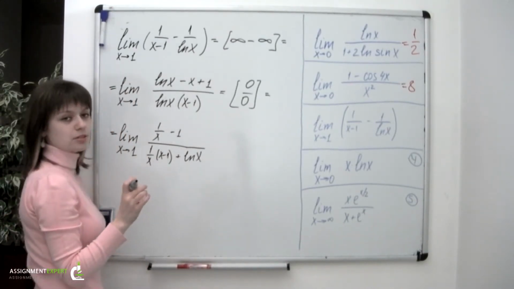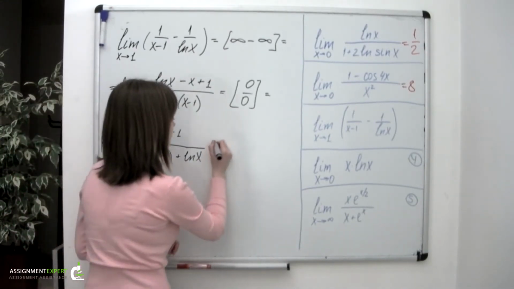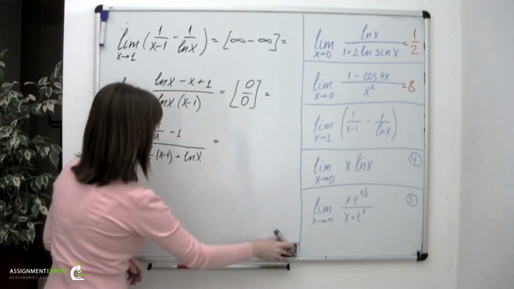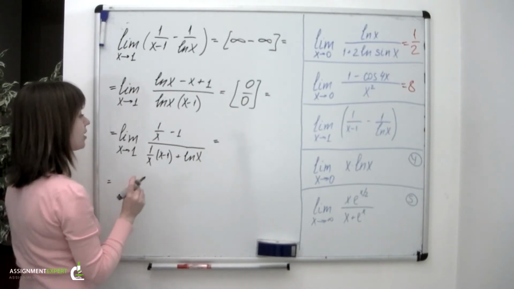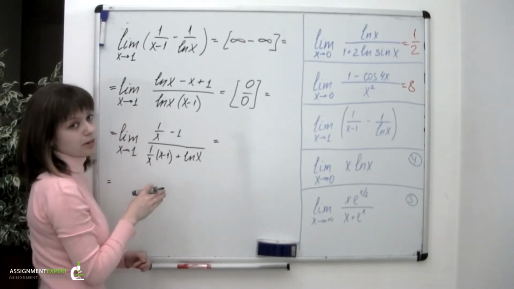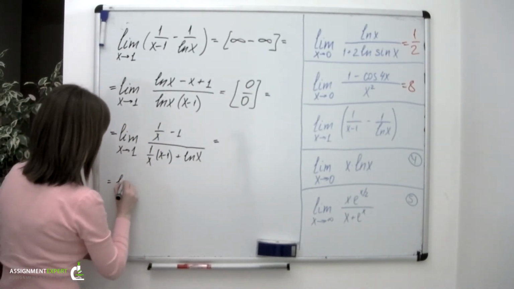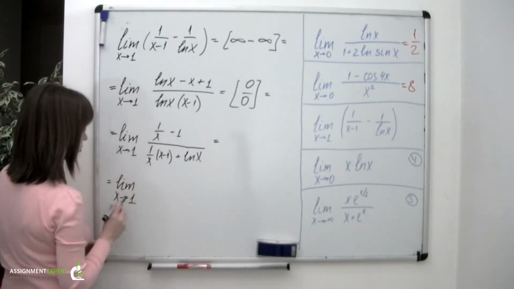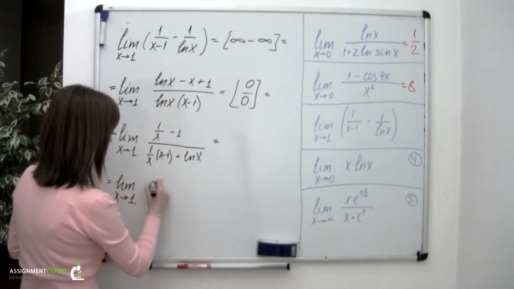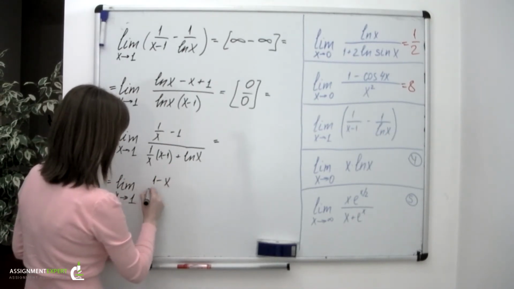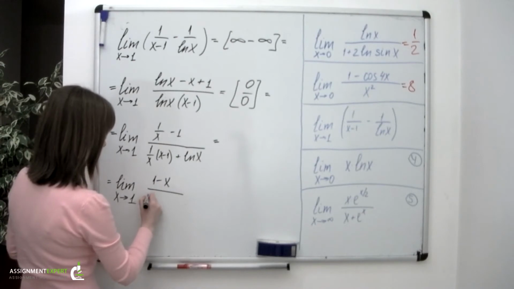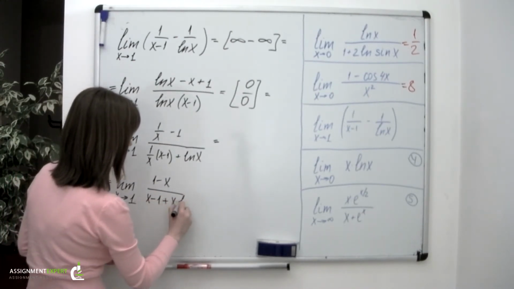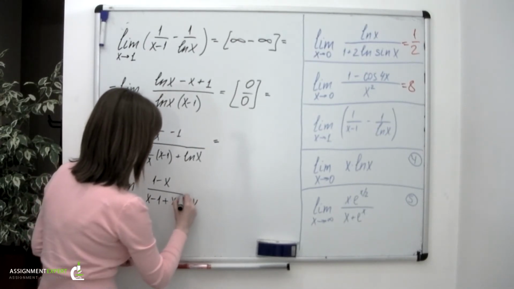Now this looks a little messy, so let's clean it up a little bit. And I suggest that we multiply the top and the bottom by x. And we'll have the limit as x approaches 1 of 1 minus x over x minus 1 plus x times ln of x.